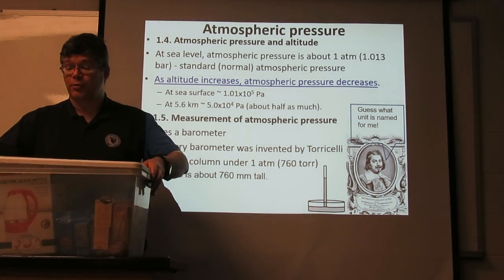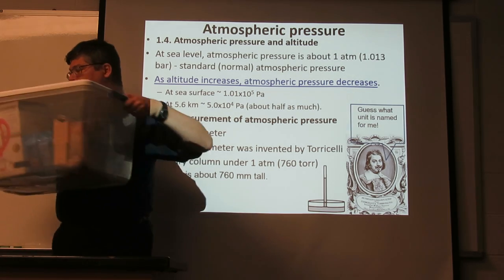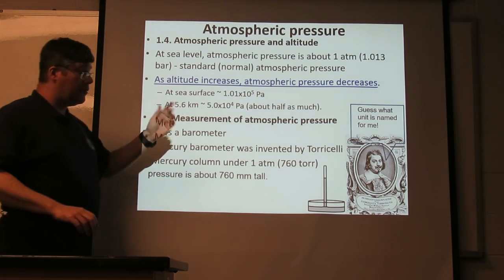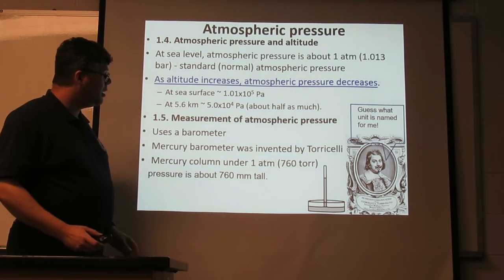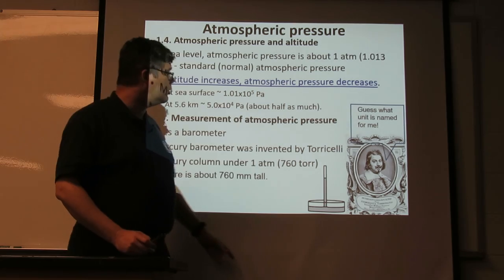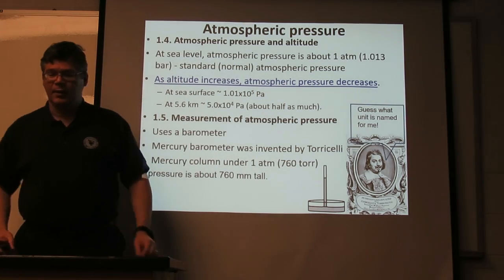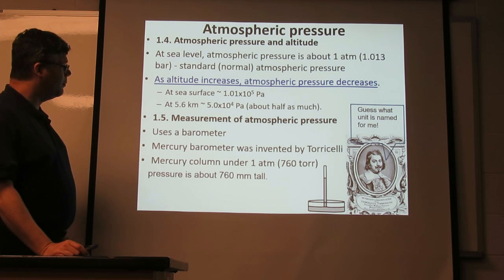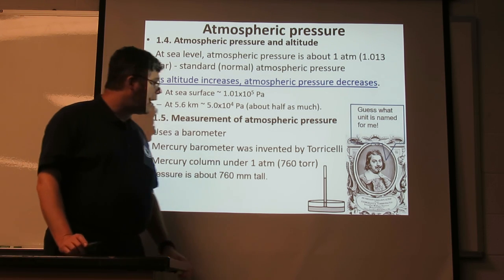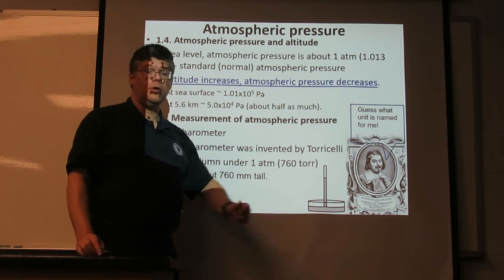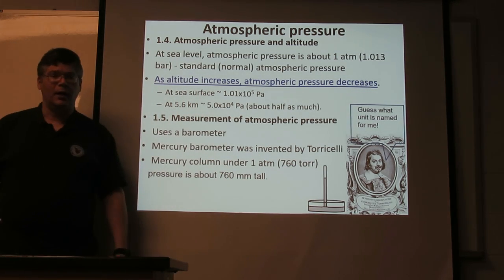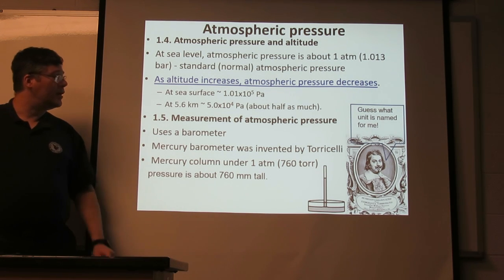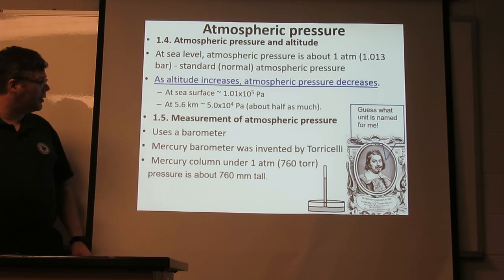A device for measuring pressure is a barometer. The first effective barometer was invented by Torricelli, pictured here. You can probably figure out there's a connection between his name and the torr unit of pressure. And what he found was, if you fill a tube up with mercury, it helps if you're living back in the 1600s, you don't know how poisonous mercury is.